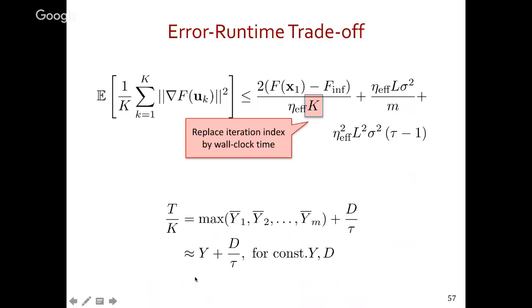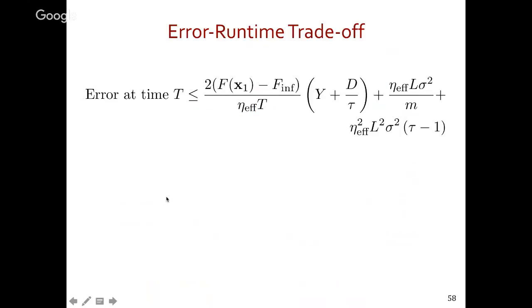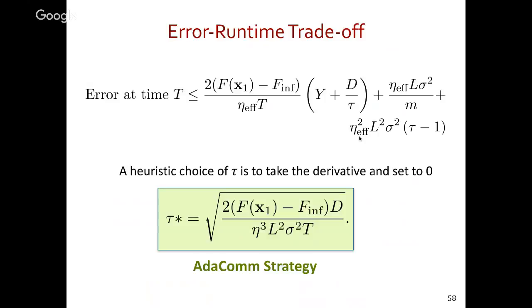If we approximate it by a constant y and constant d, then we can express k in terms of capital T, where capital T is now the wall clock time. And if we substitute that in the error expression, this is the error bound that we get. So now we have an error at some time t, which is given by this quantity. And in order to find the optimal tau, a heuristic choice is to take the derivative of this error bound and set it to 0.